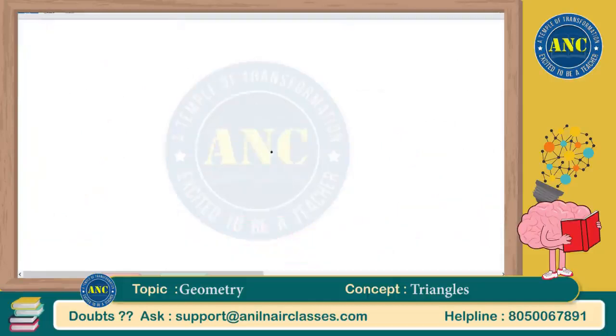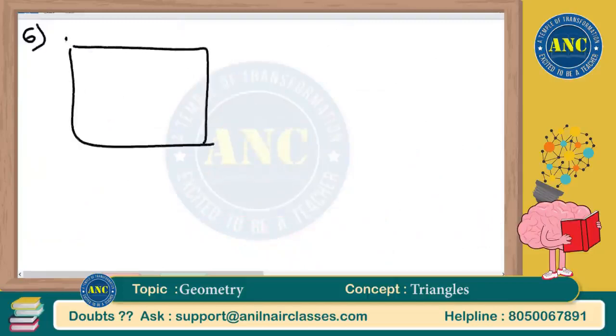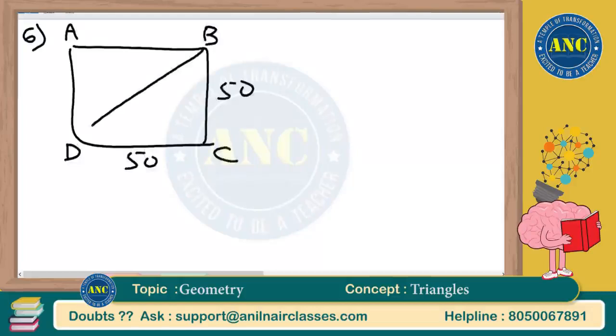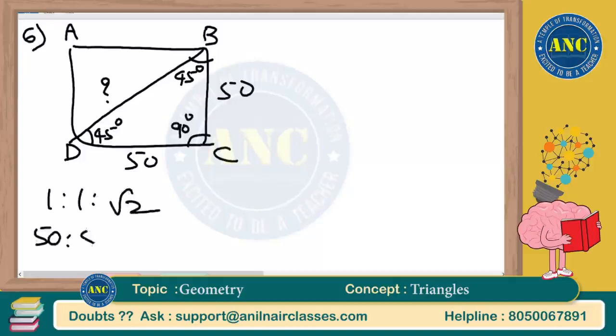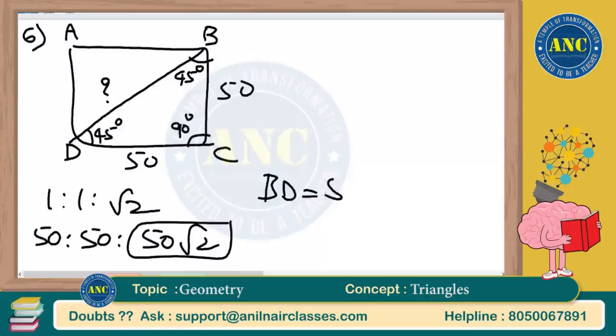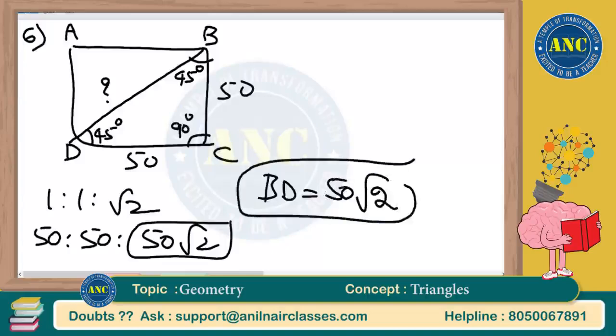Sixth one. Suppose I take a square ABCD. The side is 50. What is the diagonal BD? The angle is 90 degrees, and a diagonal will divide the angle into two equal parts, 45, 45. So 1:1:√2 gives 50, 50, 50√2. BD is nothing but 50√2. I hope it is clear.